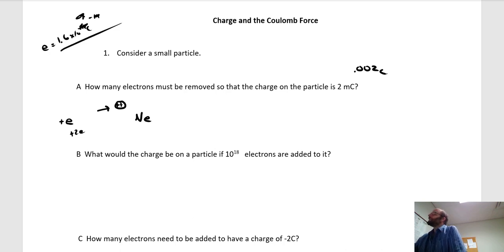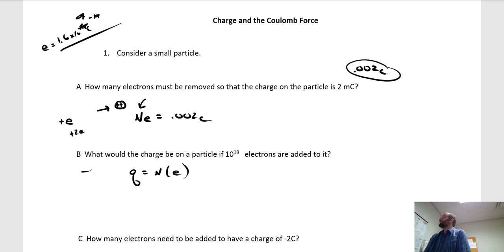And what we're wondering is how many of these do we have to remove until the charge is equal to this value, 0.002 coulombs. So that's enough to probably get you rolling on that. B, done virtually the same. All right, the charge on this object is going to be n times e, the fundamental unit of charge.